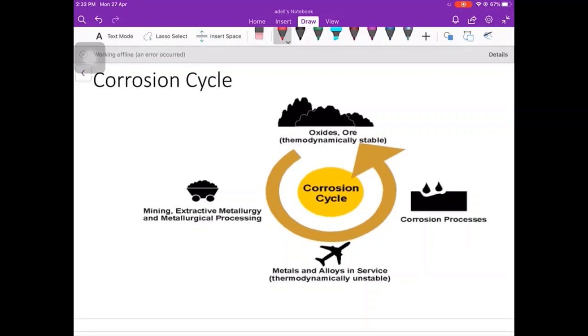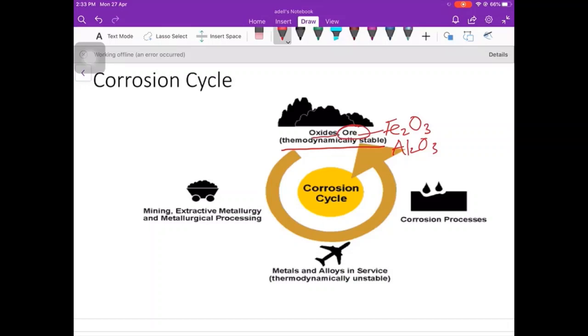Okay, so look at this diagram, the corrosion cycle. This is the cycle of corrosion of metals. Let's say it starts with the most stable, thermodynamically stable, the ore. The ore is present in the earth crust, in the form of oxide. For example, iron ore in the form of ferric oxide, or aluminium oxide, present in the earth crust.